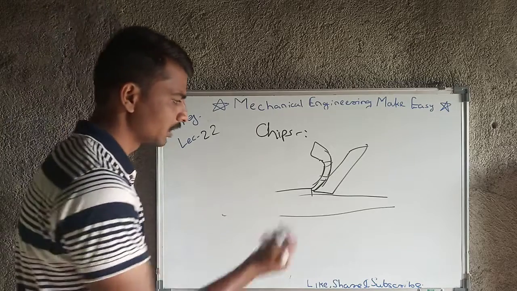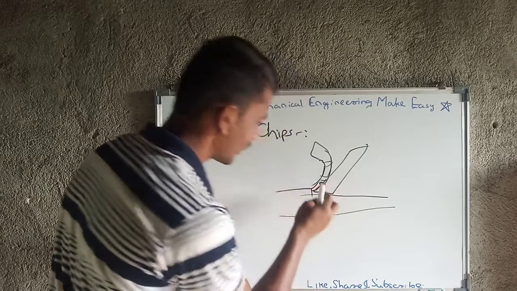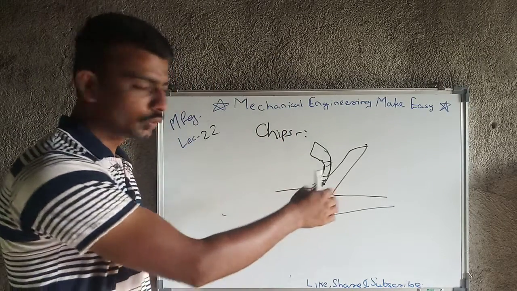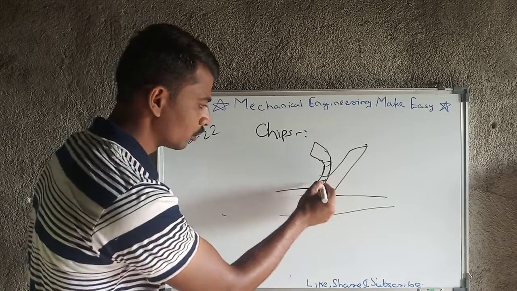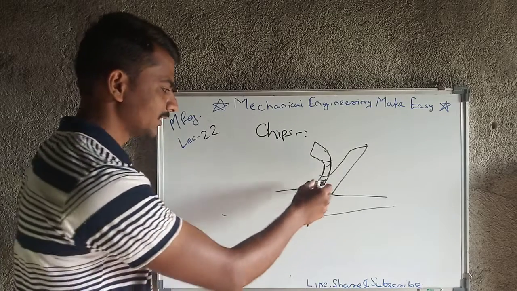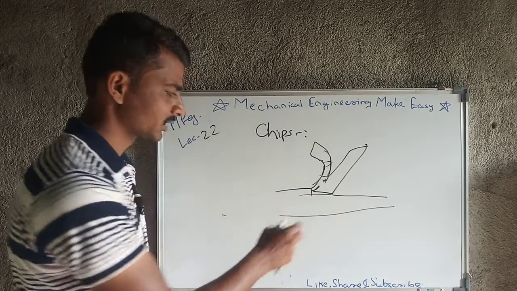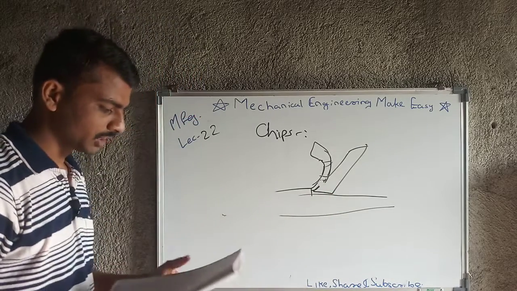What is exactly built up edge? Because of friction the heat will be generated, and that chip will be welded to the cutting tool. Here the small welding operation will happen because of the friction, and that is nothing but with built up edge. And if there is not any welding action, then that is nothing but without built up edge. These are the types of chips.